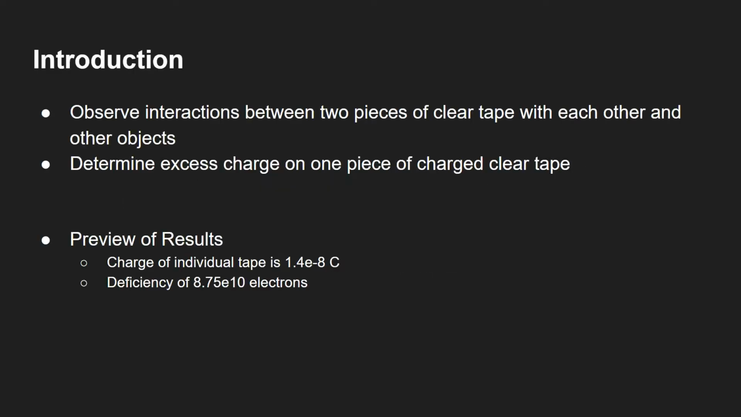This is Physics 2212 Lab 1 going over charge tapes. Now, in this lab, we'll be observing interactions between two pieces of clear tape with both each other and other objects, and one of the things we'll be doing is determining the excess charge on one piece of clear tape. Now, preview of the results, we get the charge of an individual tape is going to be about 1.4 times 10 to the negative 8 coulombs, with about a deficiency of 8.75 times 10 to the 10th electrons.